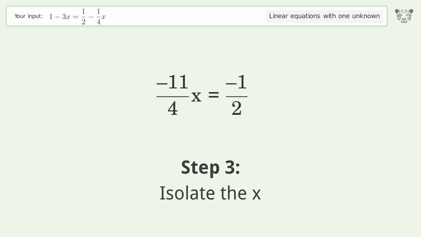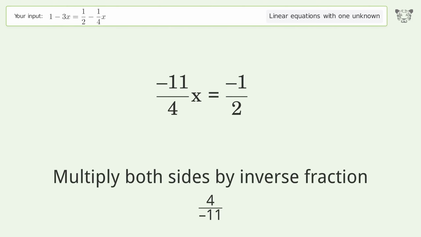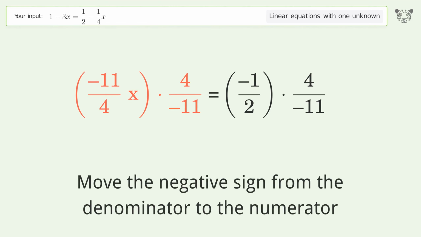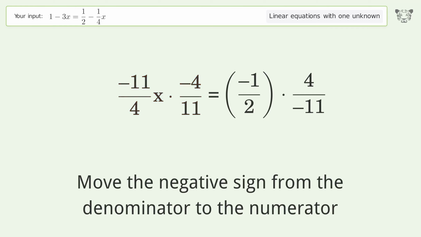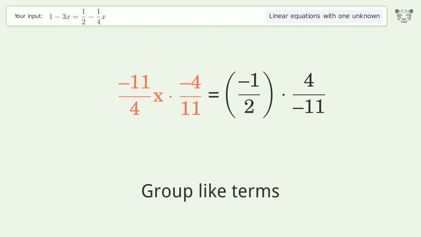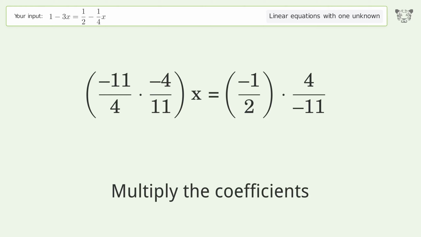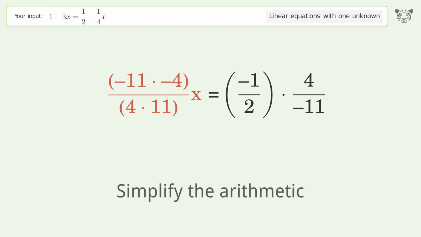Isolate the x. Multiply both sides by inverse fraction 4/11. Move the negative sign from the denominator to the numerator. Group like terms. Multiply the coefficients. Simplify the arithmetic.